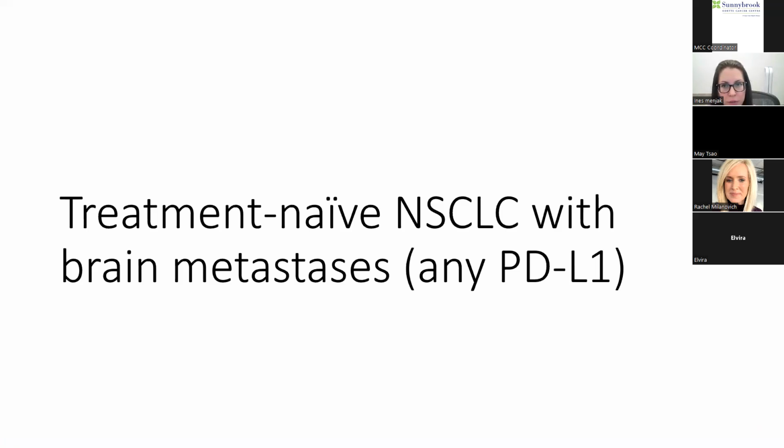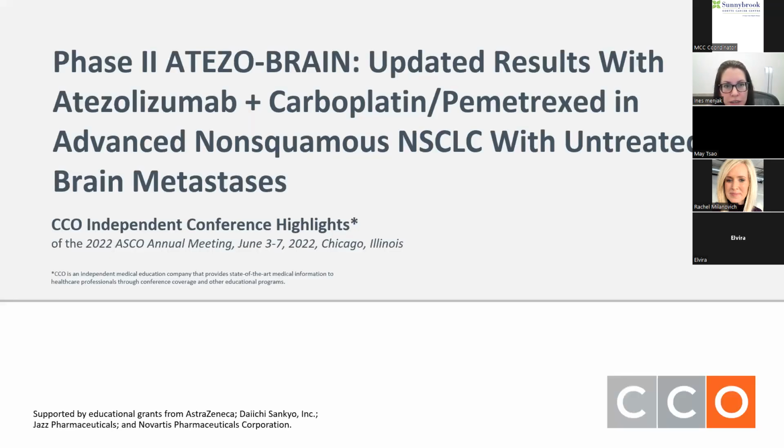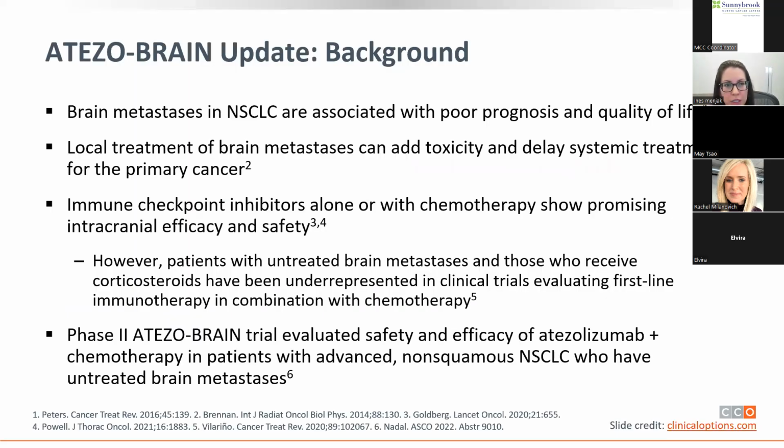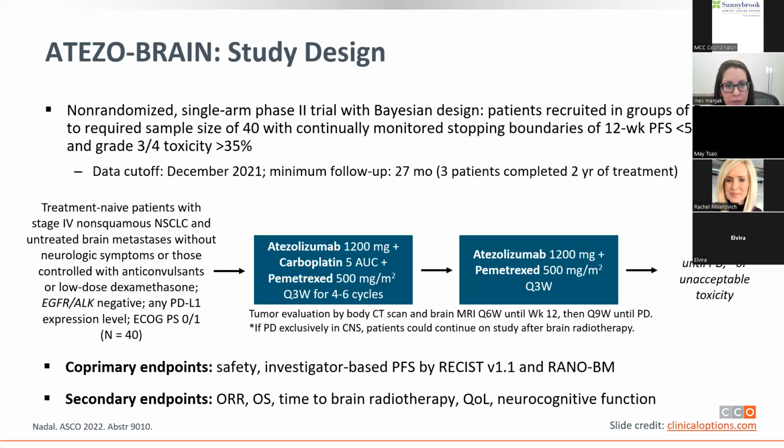I want to talk briefly about this study looking at brain mets, because I think it's an important population that we don't have a lot of good answers for. These are treatment naive patients with brain metastases of any PD-L1 status. They received atezolizumab with chemotherapy, and they did not have any upfront radiation or surgery. They did not include patients with leptomeningeal disease.